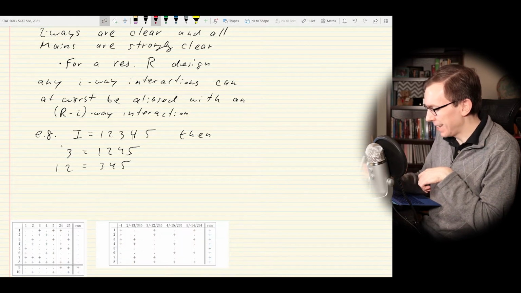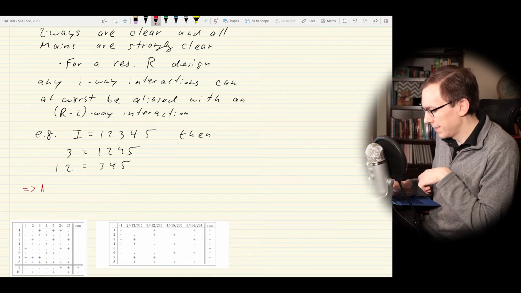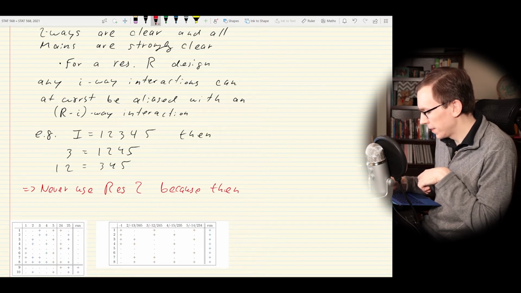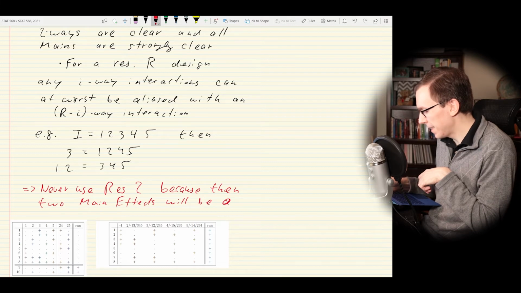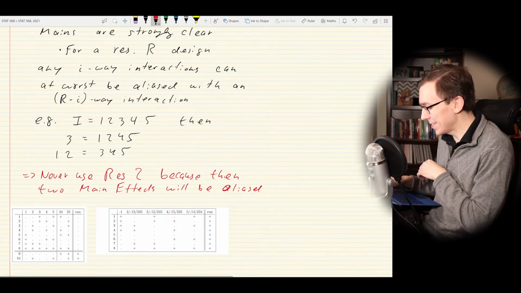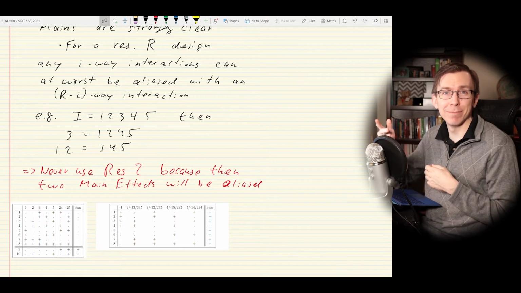Based on what I said here with this resolution II, you should basically never use it, because then two main effects will be aliased together. And that's just kind of dumb. Maybe there are some really fringe cases where that's useful. To the best of my knowledge, that isn't the case, but you never know.